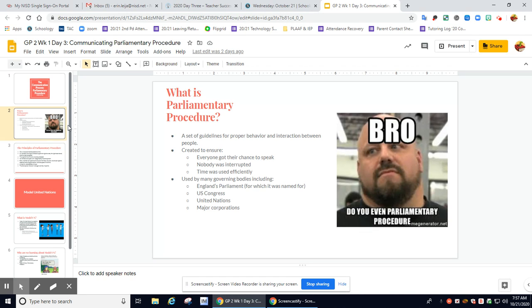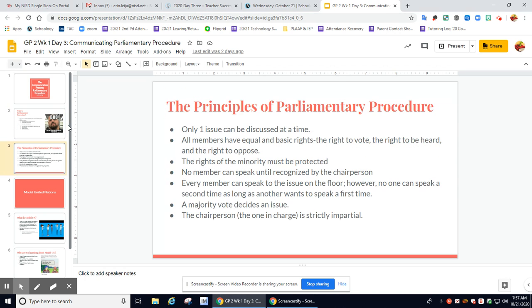So, as a way to talk about the parliamentary procedure, first of all, there are different principles. A principle is a key idea. And there are 7 key ideas that you need to remember about parliamentary procedure. Again, only one issue can be discussed at a time. If you have more than one issue, everything gets kind of jumbled up. So you really want to focus in, narrow in on one issue at a time.